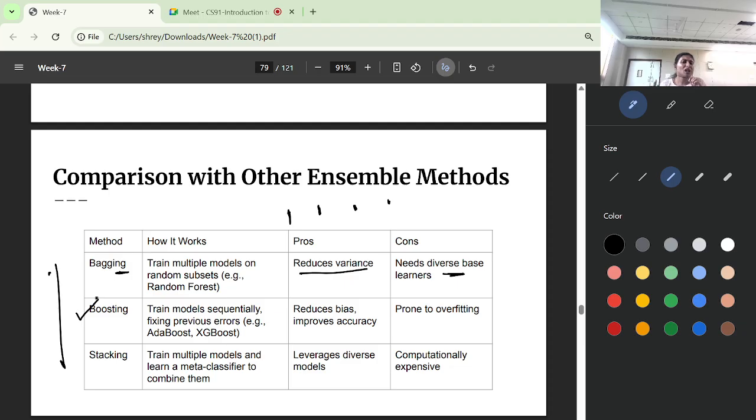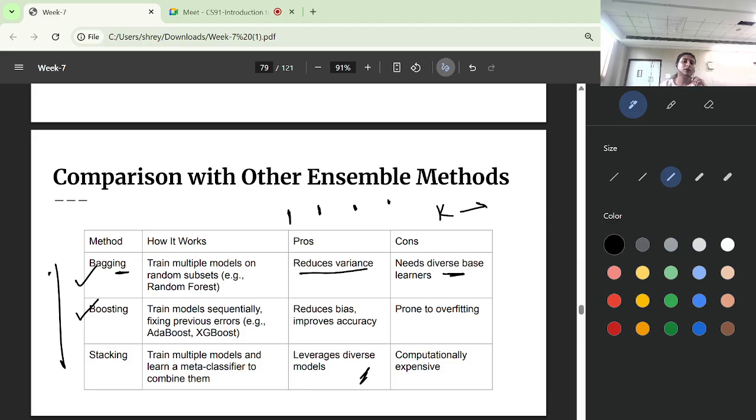It uses multiple models, with or without bagging, that's okay, but it is computationally expensive, because let's say you have k algorithms for this stacking.